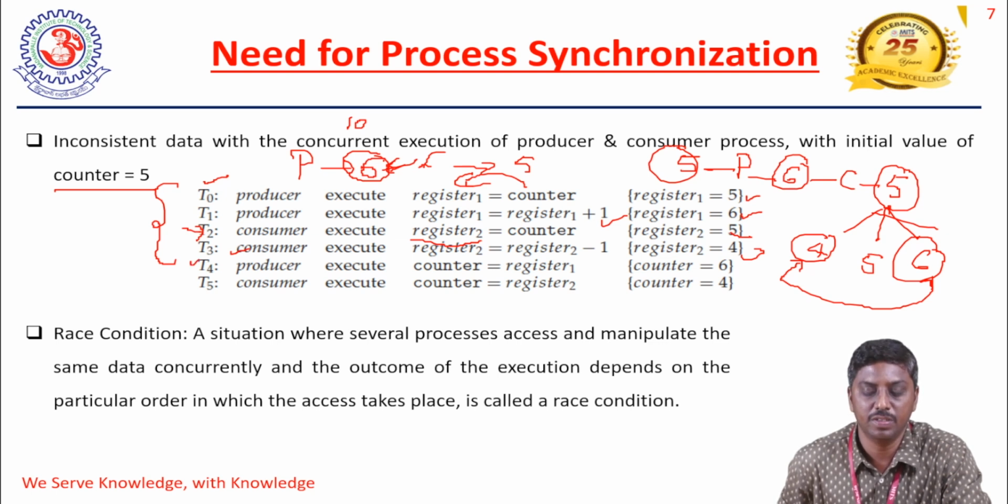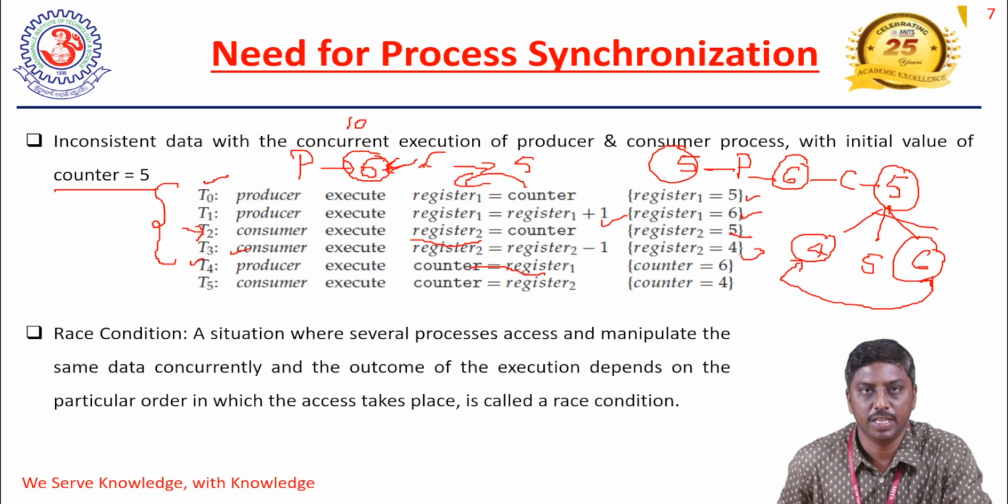At time T4, what is the producer's left out statement? We know that execution will start from the statement where it left off. It has already completed 2 statements, so it will start from the third statement. What is the third statement? We are moving the value of register 1 to the counter. What is the value of register 1? As per our scenario, it is 6. So the value of 6 is passed to the counter variable, and the producer has completed its execution.